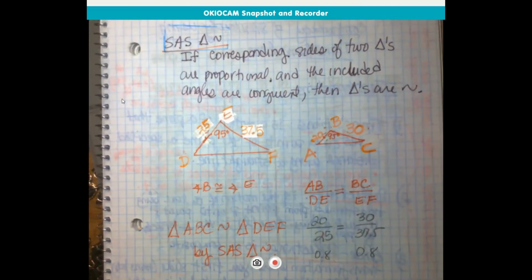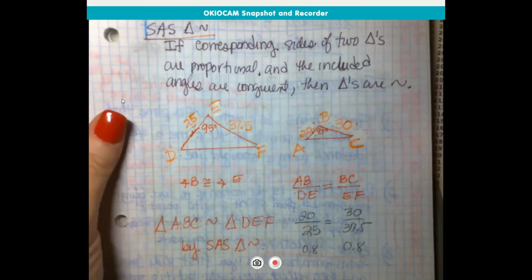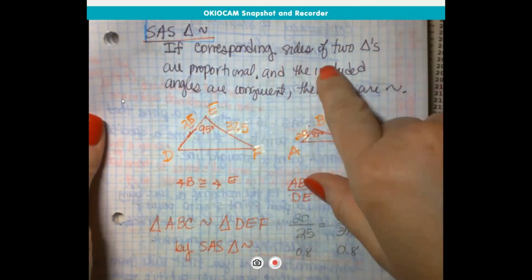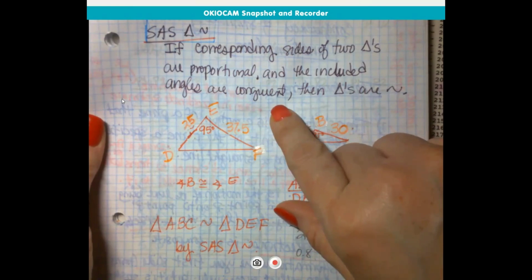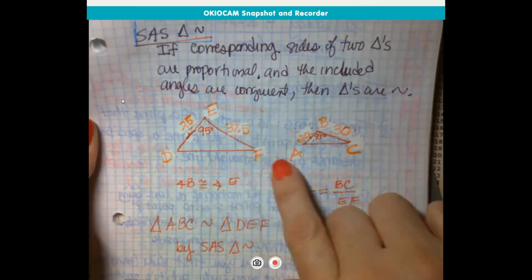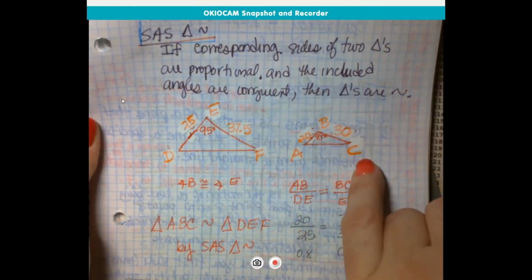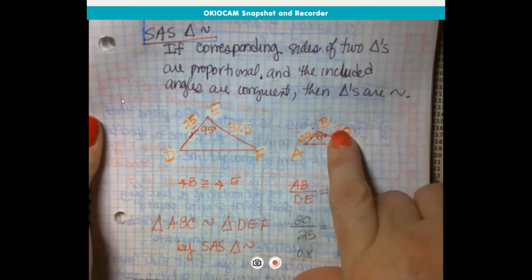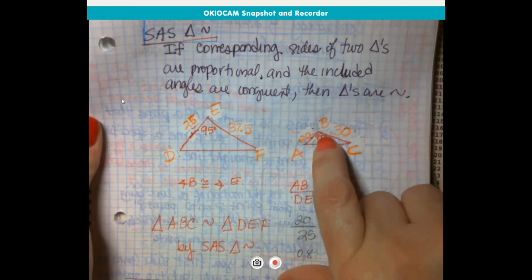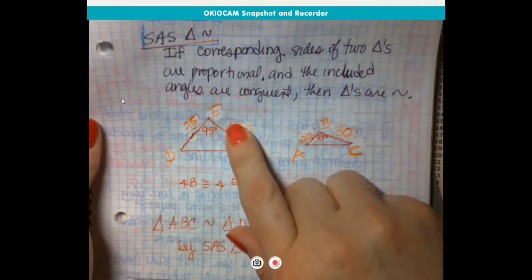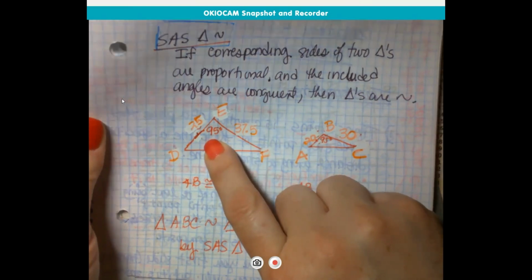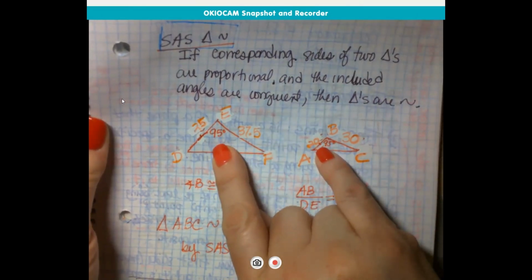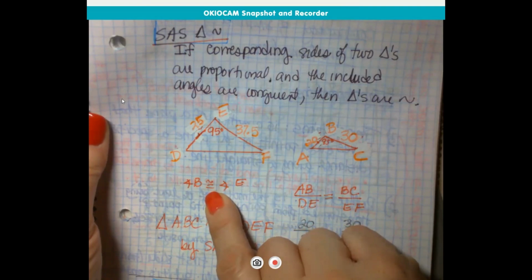Then we have angle side of triangle similarity. I know it's kind of like a glare right there, but it says if corresponding sides of 2 triangles are proportional and the included angles are congruent, then the triangles are similar. So here you have triangle ABC, which is a small one, has a side of 20, a side of 30, and an angle of 95 on B. And then we have the big triangle DEF, has a side of 25, a side of 37.5, and an included angle of 95, just like this one. So we know that the angles are congruent.